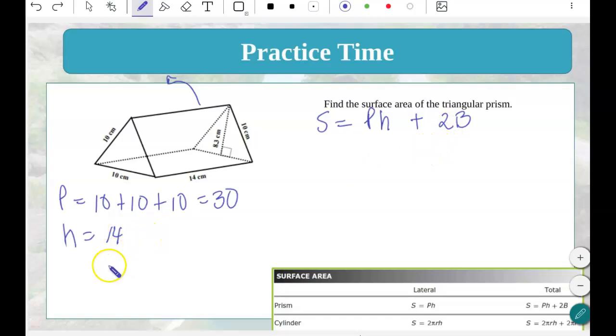Now let's find the base. All right, the base is a triangle. So to find the area of a triangle, probably from 6th, 7th grade, it's 1/2 the base of the triangle times the height.